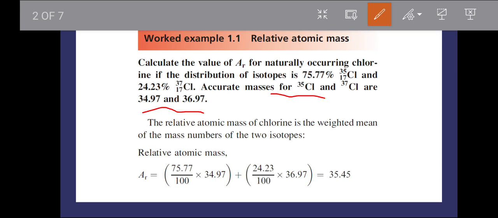So the relative atomic mass of chlorine is the average of natural abundance and the accurate masses of both isotopes. So the relative atomic mass is equal to the natural abundance of 35 chlorine times the accurate mass of 35 chlorine, added to the natural abundance of 37 chlorine times the accurate mass of 37 chlorine, and when you calculate it, it will come around this. So this is for the worked example.